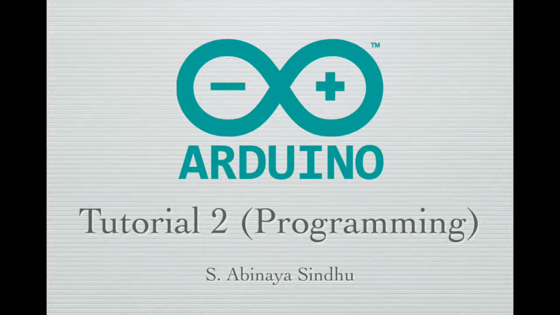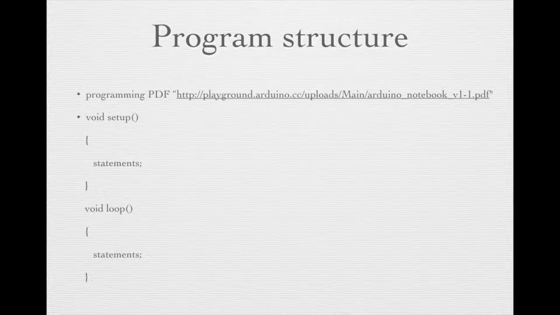In this video, I am going to introduce the Arduino programming language to you. This is the programming structure. You can download the programming tutorials from this official website. It has two mandatory functions, setup and loop. The setup function is used for configuring the pins and variables. This is executed only once in the program.